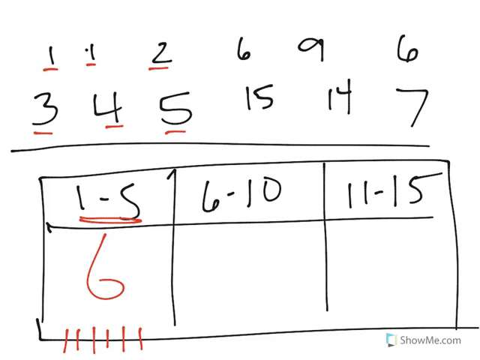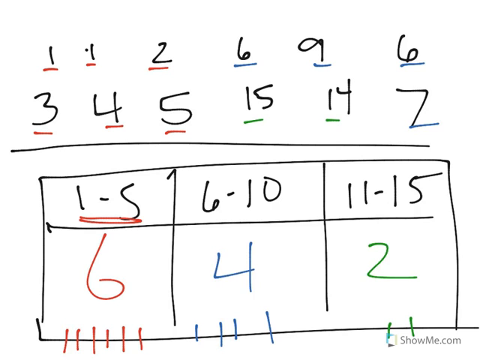Then I'm going to look at 6 through 10. So how many numbers fall between 6 and 10? 1, 2, 3, 4, and that's it. Then I'm going to look at how many fall between 11 and 15. 1 and 2. So I'm going to have 4, and I'm going to have 2.